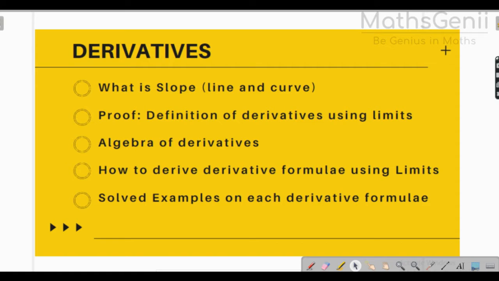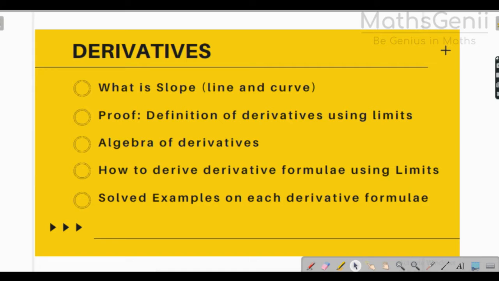Now, today we're going to look at the chapter derivatives. But even before understanding what derivatives is, I would like to explain what slope is, and then how do you find a slope of a line, and how do you find a slope of a curve, and then eventually, using our prior knowledge of limits. Also, if you have not watched the limits video, please go watch that first and then come to this video.